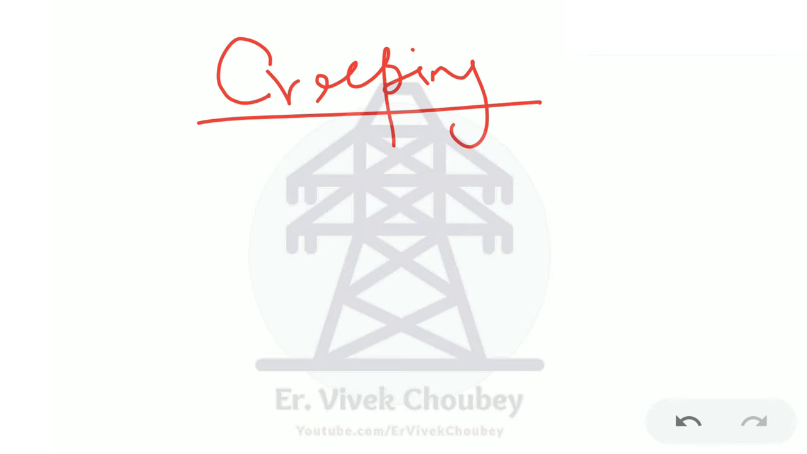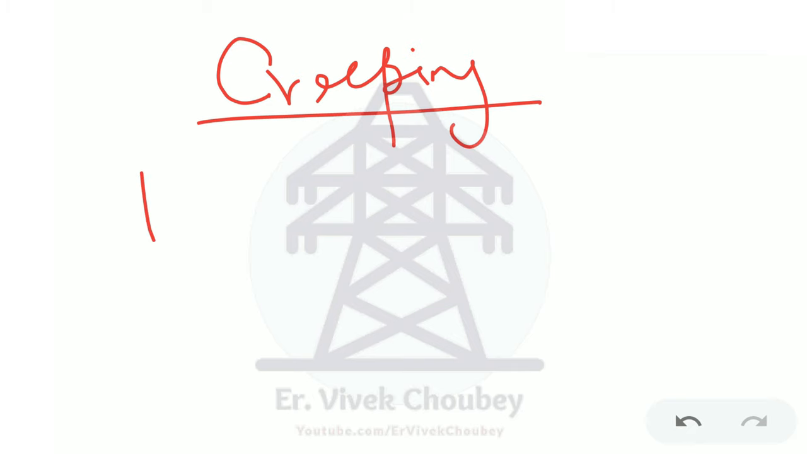So the first reason is the creeping test. Now we know in an energy meter there is a disc that keeps on rotating under the magnetic flux effect of the current coil and pressure coil, and depending on the resultant magnetic flux, the disc rotates and the number of revolutions decides how much power is being consumed by the load over a certain period of time. But it has been found that in some energy meters, the disc begins to rotate just under the effect of the pressure coil and not the current coil.